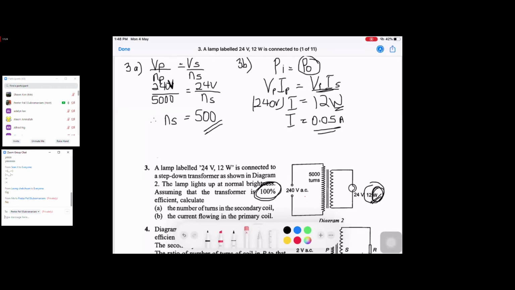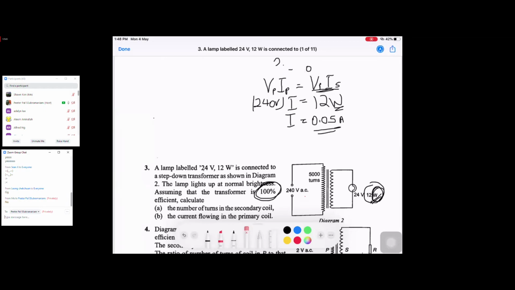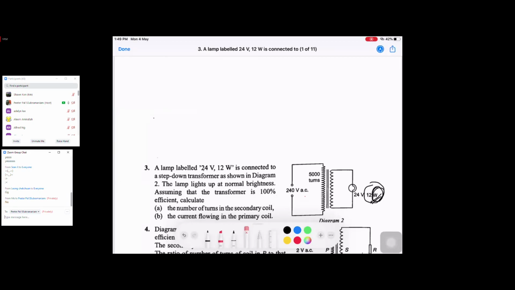Okay, number 3 done. Who got an issue with number 3? Anyone? Okay, very, very good. Okay, this one done. Now we go for number 4.